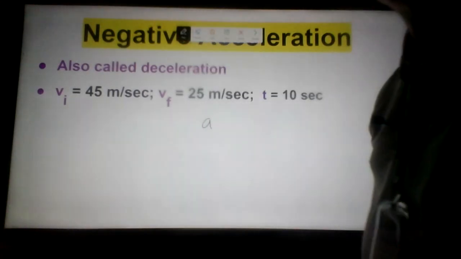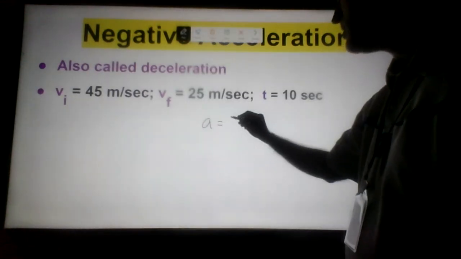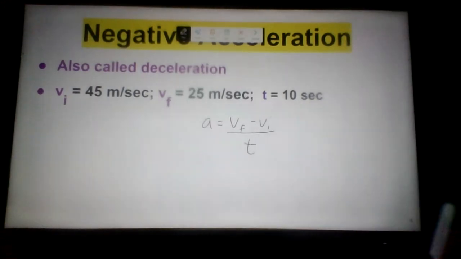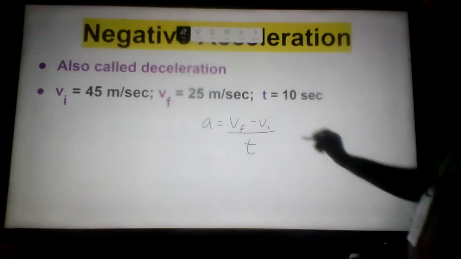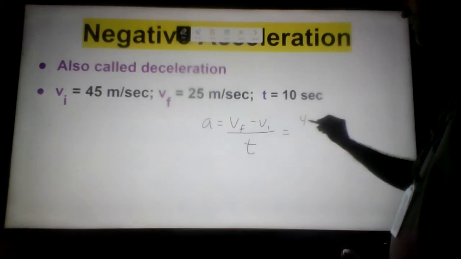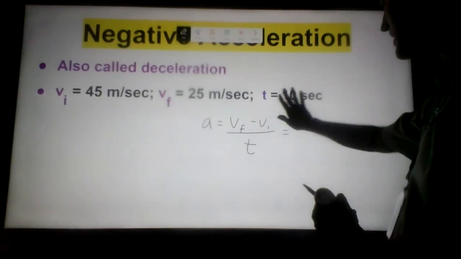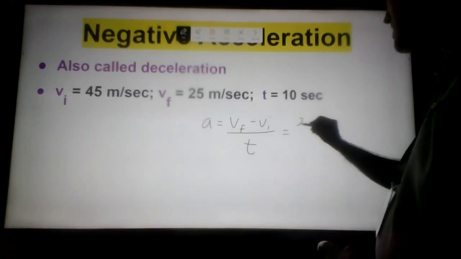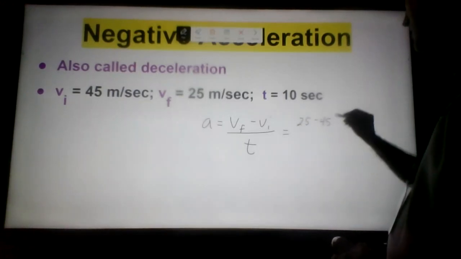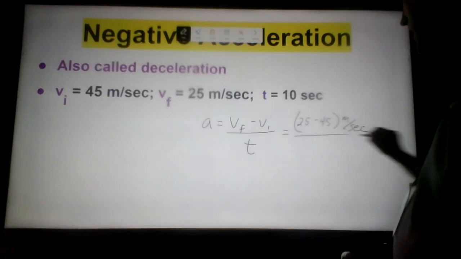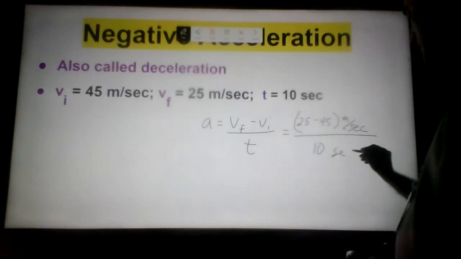Same formula whether we're getting faster or slower: Vf minus Vi over t. This time we are decelerating. So Vf is going to be the larger number. This is going to be our 45 minus 25. Oh, you know what? I got that backwards. 25 minus 45 meters per second. Hey, see a mistake? Correct the mistake. And we're going to do it in 10 seconds.